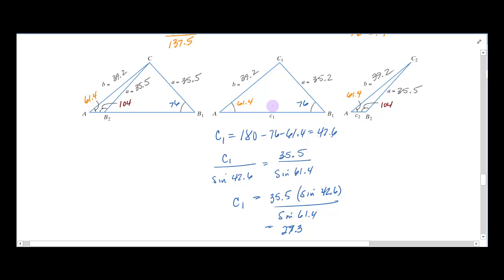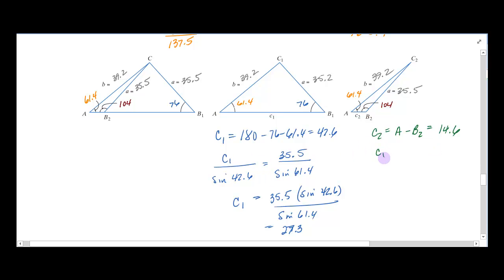We can do that again over here for our smaller triangle in exactly the same fashion. So we want to know, well, what is angle C2? So we take 180, subtract angle A and angle B2, and we find out that that value should be 14.6. And then we're going to do the same setup we had over here.